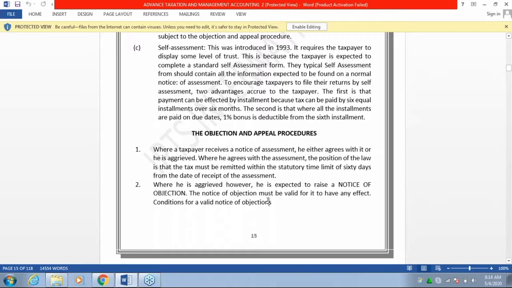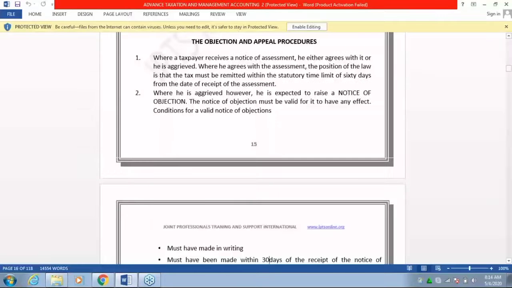And this notice of objections must be valid for it to have any effect. And we have certain conditions for the notice of what they call objections or appeal to be valid. There are some conditions that attach to it.